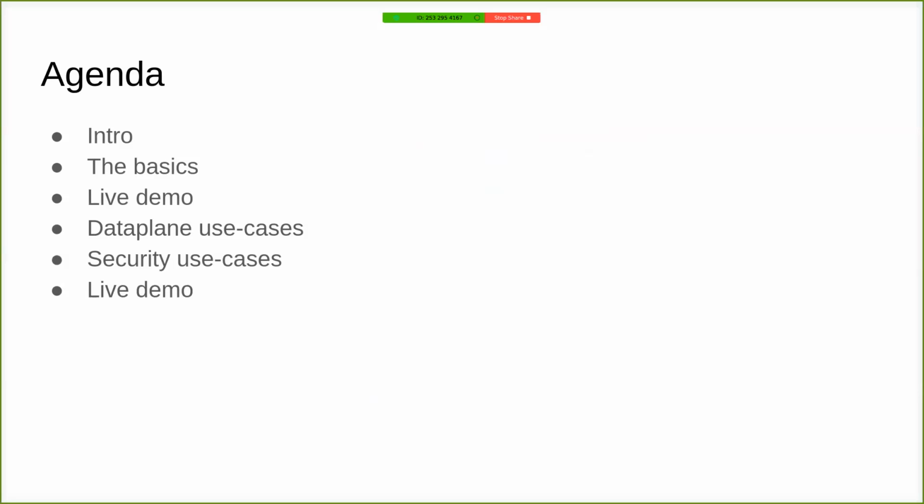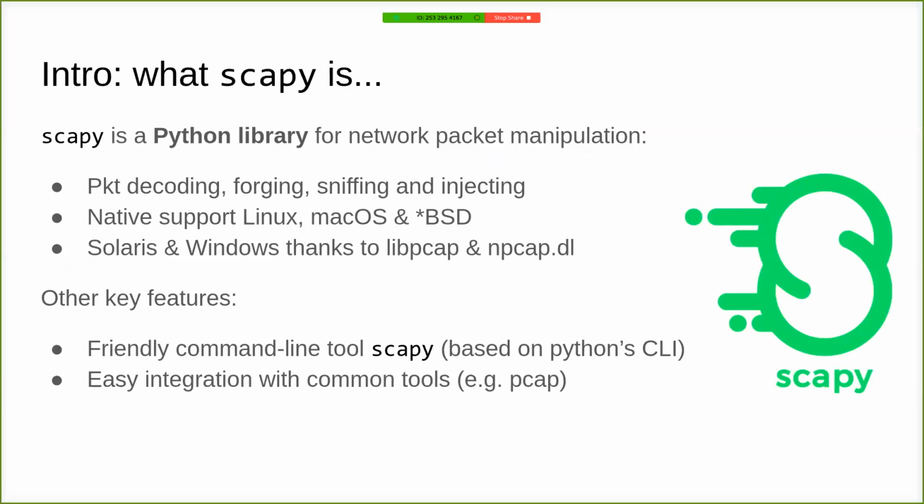So let's start with what Scapy is. Essentially, Scapy is a Python library that was designed for packet manipulation. It can do packet decoding. It can also craft or forge any kind of packet. And it also very easily interfaces with the typical tools for sniffing and injecting packets. There is support for, I think, all of the operating systems one way or the other, so it's really widespread.